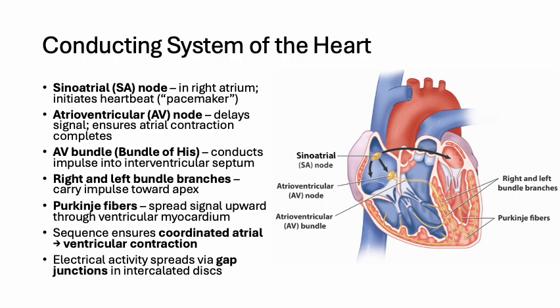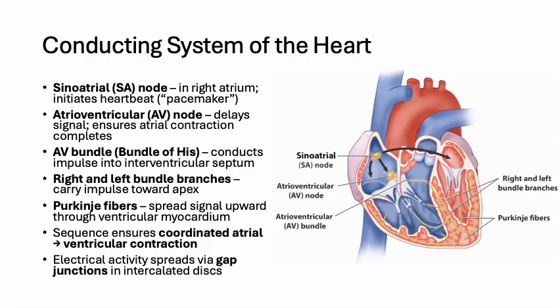From the AV node, the signal travels down the atrioventricular bundle, also known as the bundle of His, which enters the interventricular septum and then splits into the right and left bundle branches. These branches run towards the apex of the heart, where they connect to a specialized network of fibers called Purkinje fibers. These fibers rapidly distribute the impulse upward through the walls of both ventricles, triggering the powerful and unified ventricular contraction that pumps blood to the lungs and to the body.